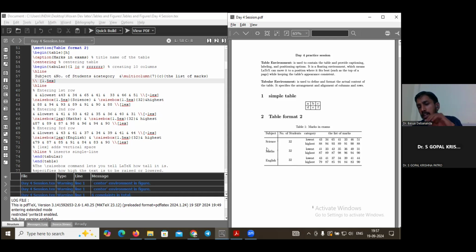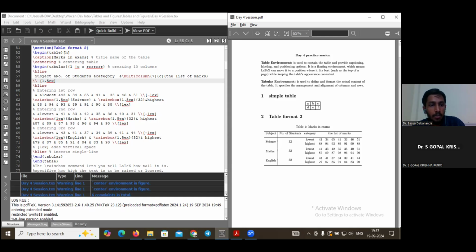Even complex tables you can draw with very easy syntax by using multi-column and multi-row, and these things are important. How many columns you are defining, you have to define here. How many rows you are defining, you have to define in the body part.